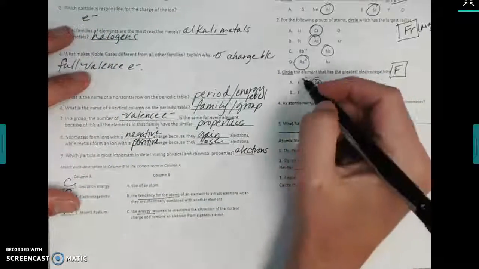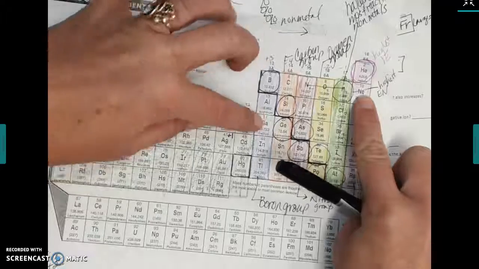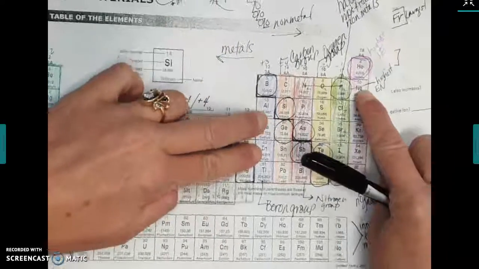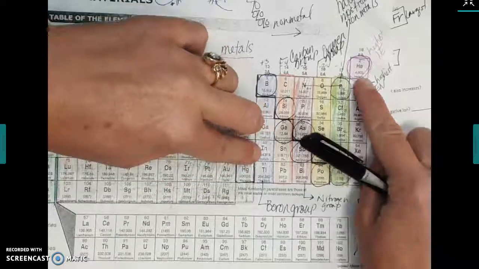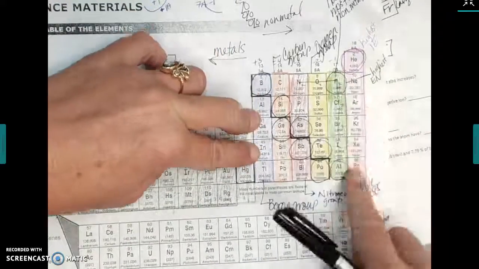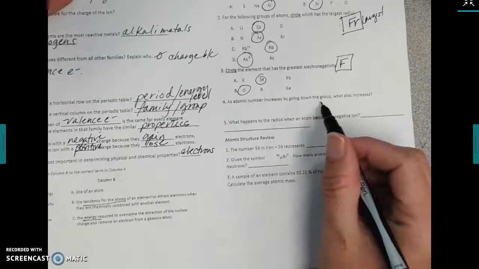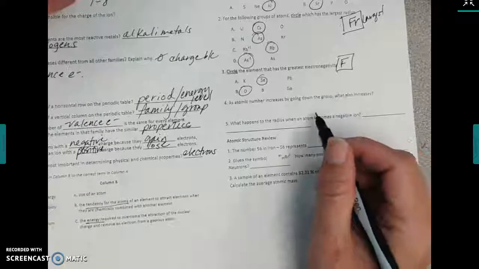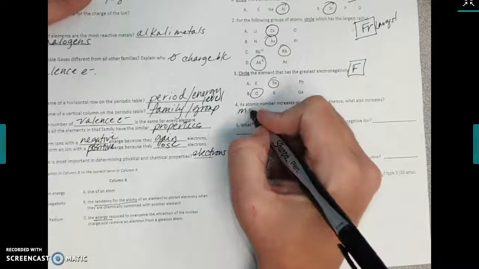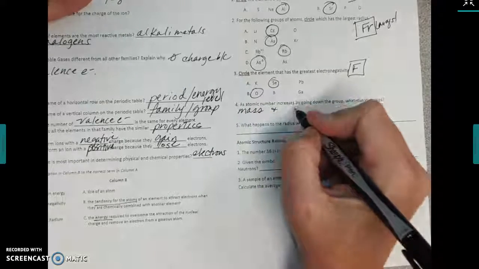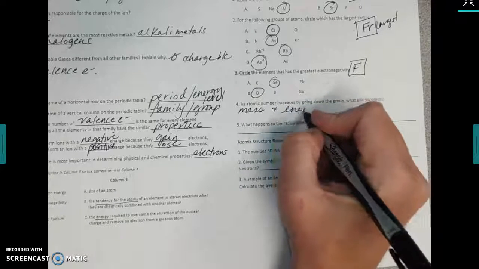What if I asked you neon, gallium, or indium? Which one would it be? Gallium, because remember, noble gases have 0 electronegativity. As atomic number increases going down the group, what also increases? Okay, so the mass and anything else? Energy levels.